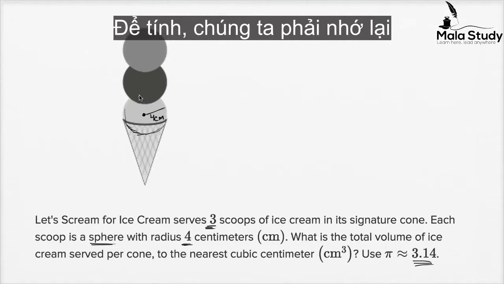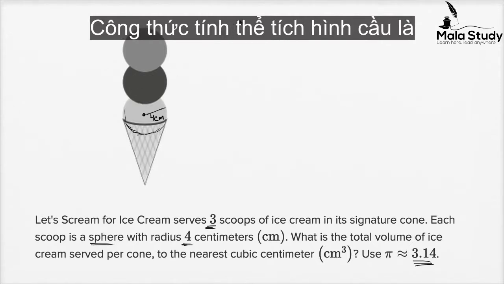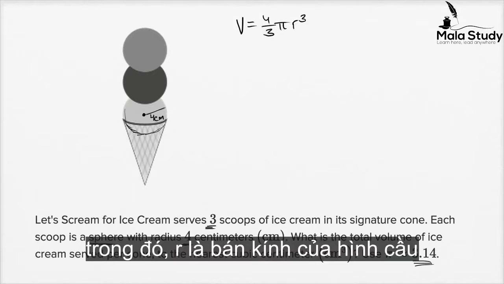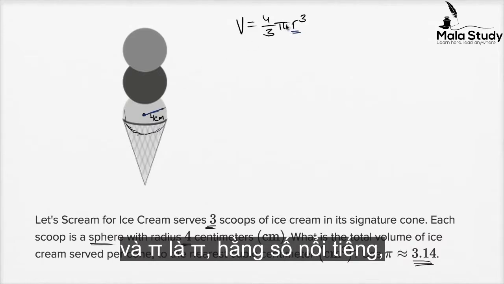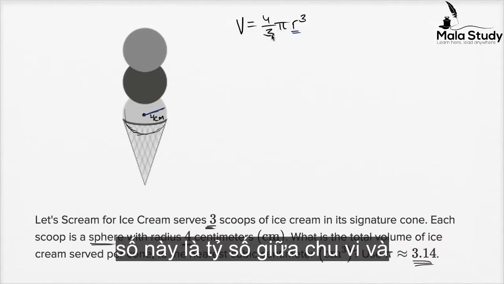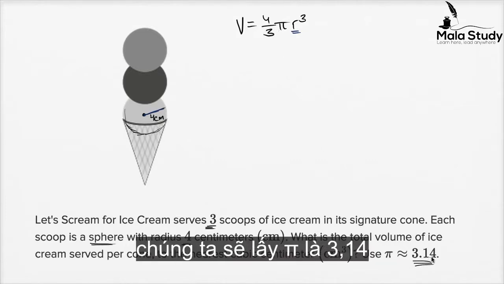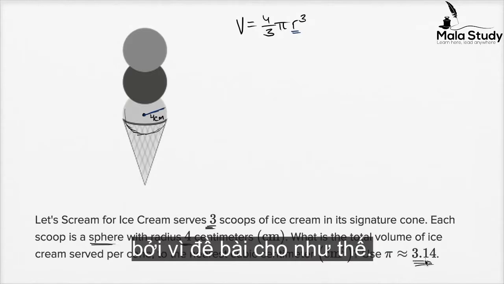And to do that, we have to remember the formula for the volume of a sphere. The formula for the volume of a sphere is volume is equal to 4/3 pi r cubed, where r is the radius of the sphere. In this case, it's going to be 4 centimeters. And pi is pi, the famous number, the ratio between the circumference and the diameter of a circle. And for the sake of this exercise, we're going to say it's 3.14. With a lot of calculators, you can get a much more precise representation of pi, but we're just going to use 3.14 because that's what they told us to do.